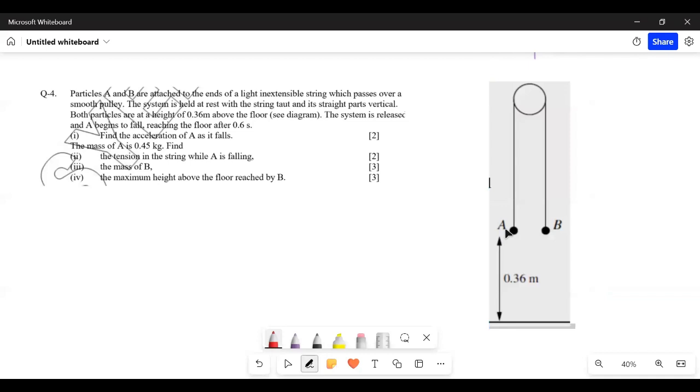Okay, so A जब फ्लोर को टच करता है, it takes 0.6 seconds, that means यहाँ से लेकर यहाँ तक का एक तो S हमें बताया हुआ है, फिर t हमें पता है। ठीक है, अब हमें क्या कह रहे हैं, find the acceleration of A as it falls. उसके अलावा हमें पता है कि ओरिजिनली रेस्ट पे है सिस्टम, हमें u भी पता है 0। अब हमने एक्सेलरेशन फाइंड करनी है, कैसे करेंगे?